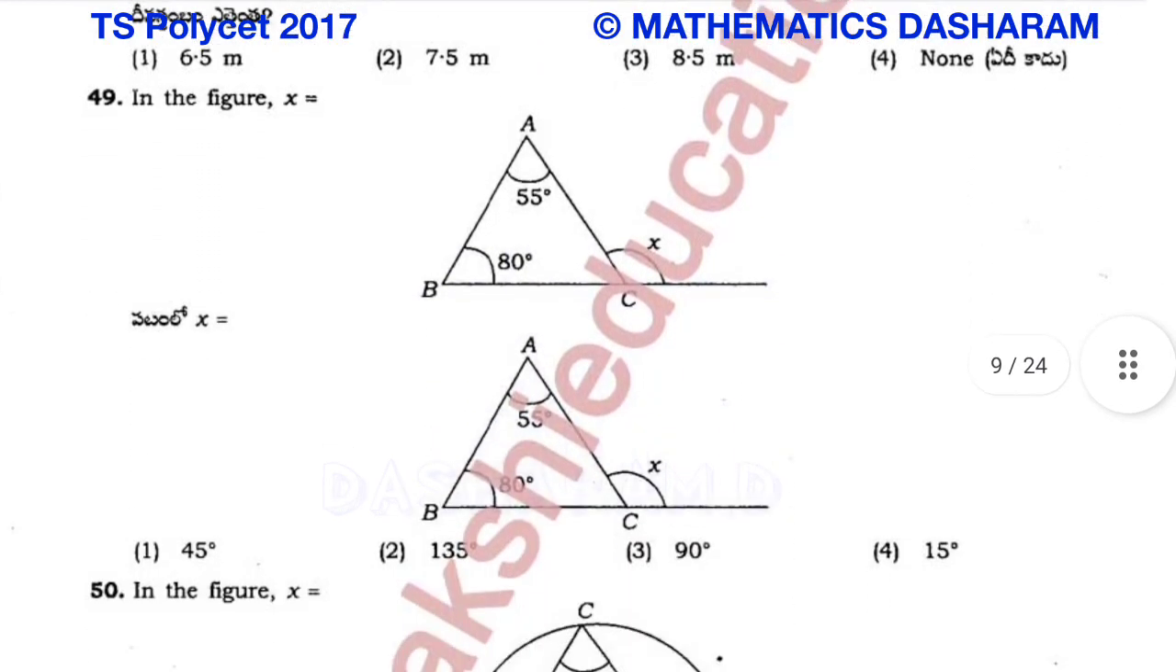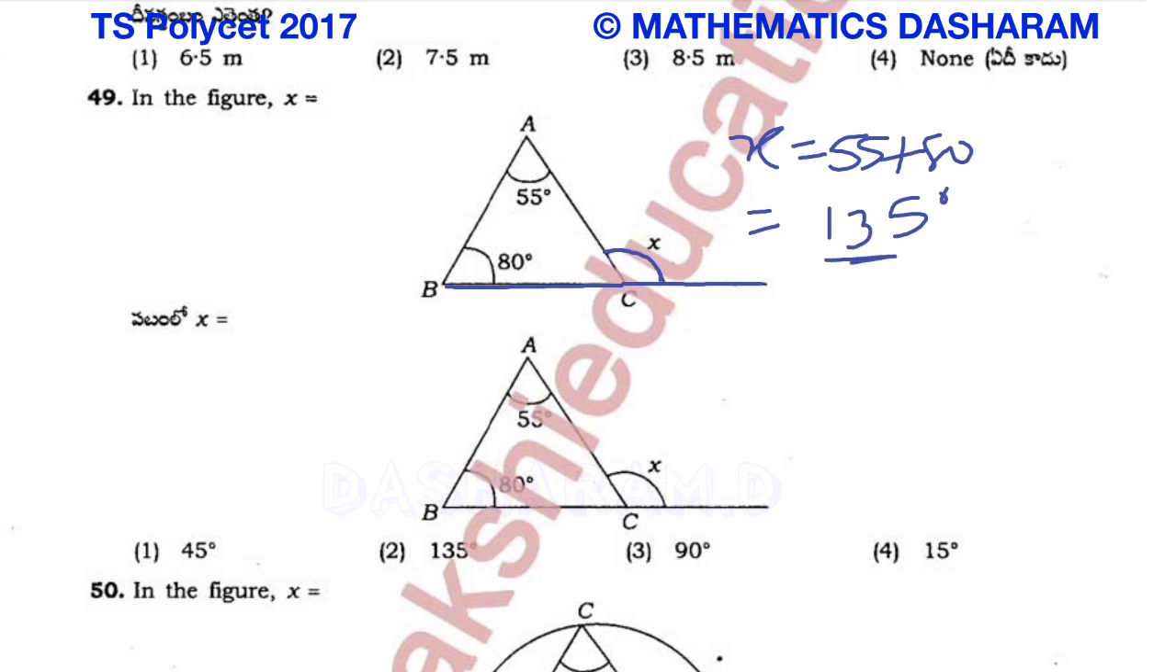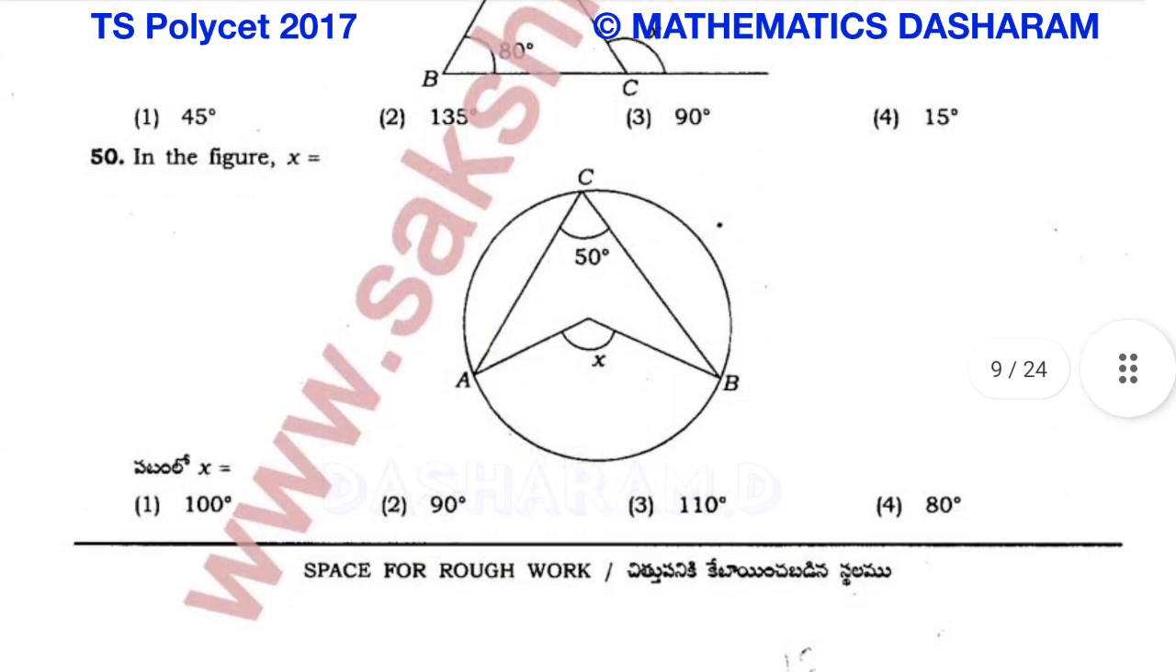Next, question 49. In the figure, x value, see where is the x? Here is the x. Here BC is extended, then we got one angle outside of the figure. It is called an exterior angle. We know that the exterior angle is equal to the sum of the two interior opposite angles. So here 55 and 80 both are opposite to x, that too interior. That is why x equals 55 plus 80, so here 135 degrees. So option 2 is correct. So the next question 50. In the figure, x value, so here is one circle.